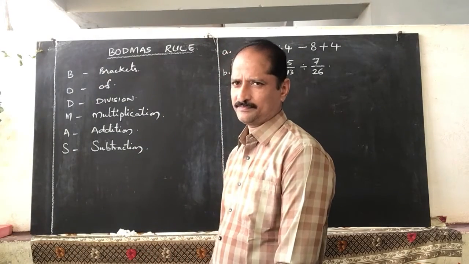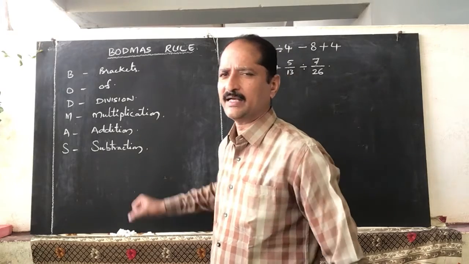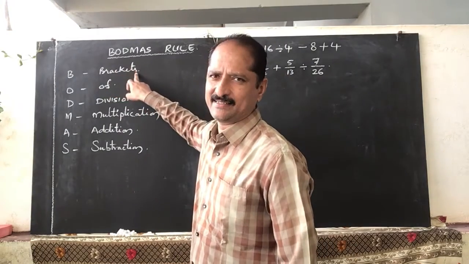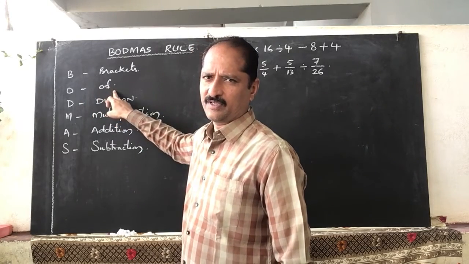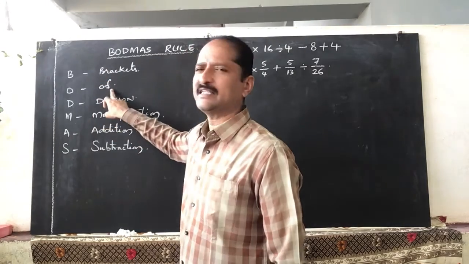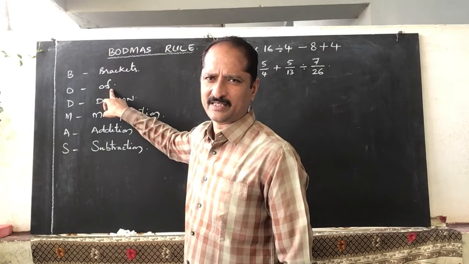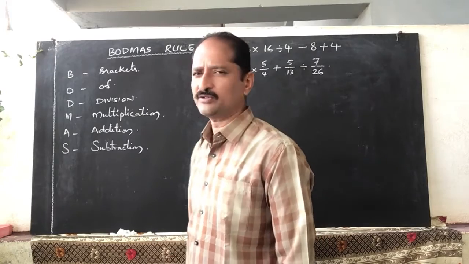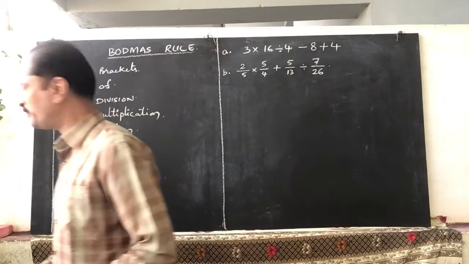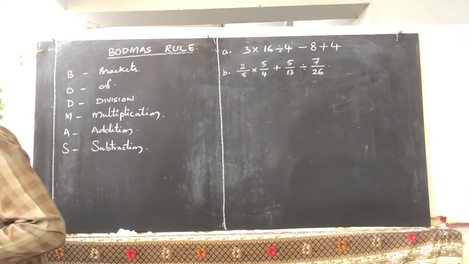Whereas coming to the higher classes, in 6th and 7th classes, we can see about BO also. This BO is nothing but B stands for brackets and O stands for off. Off is nothing but also multiplication. So, BODMAS rule: first we have to simplify the brackets.